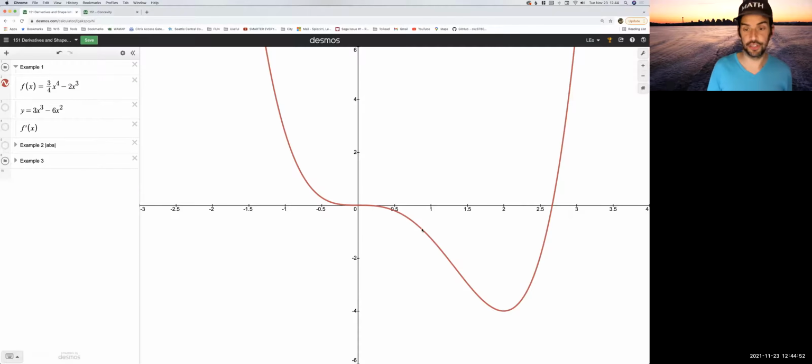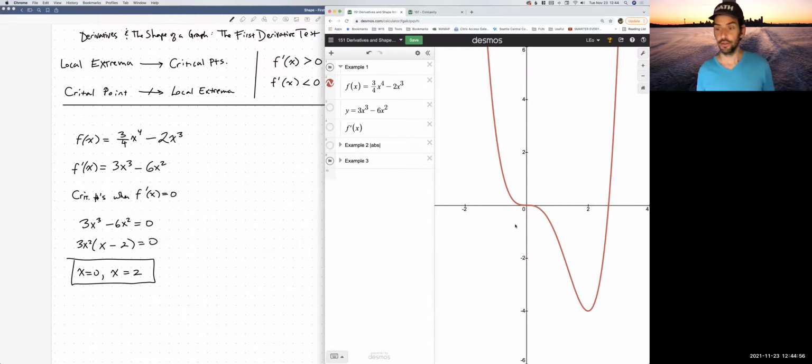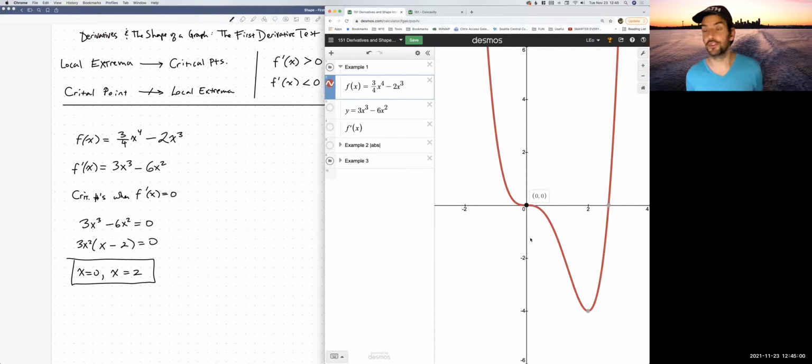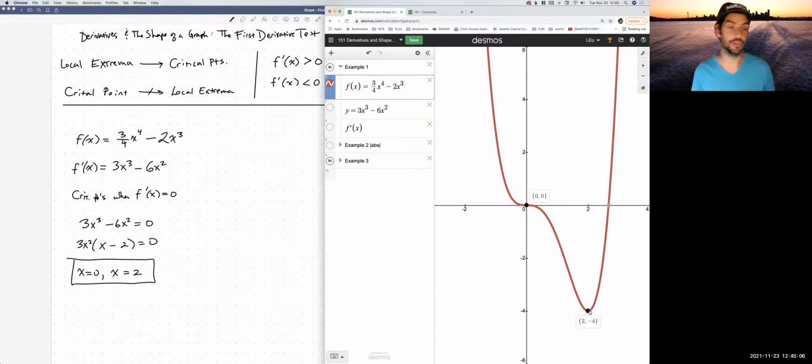Here's the function f, right? Remember, our two critical numbers were at 0, and there is the critical point. When you input 0, the output is 0 for our function. And there's the other one at 2. The input of 2 leads to the output of -4.